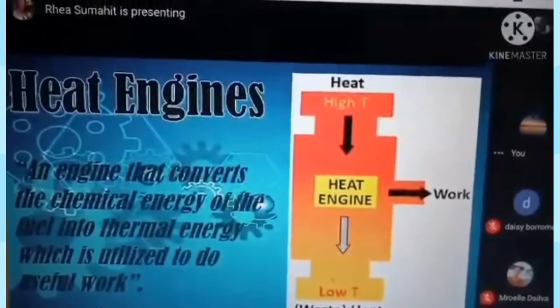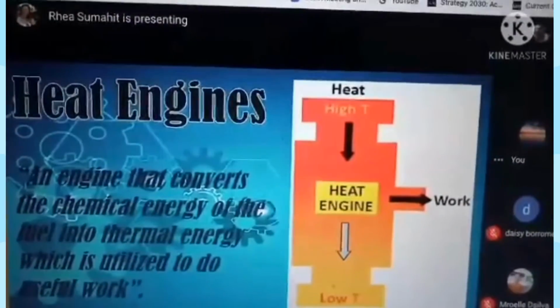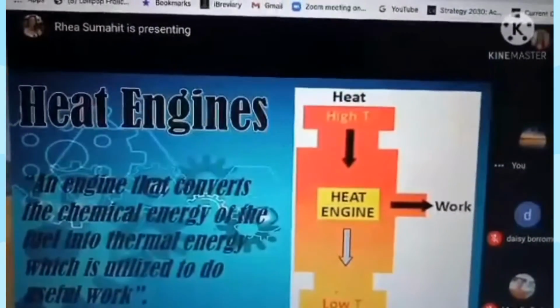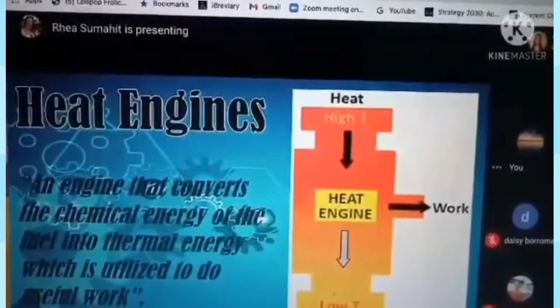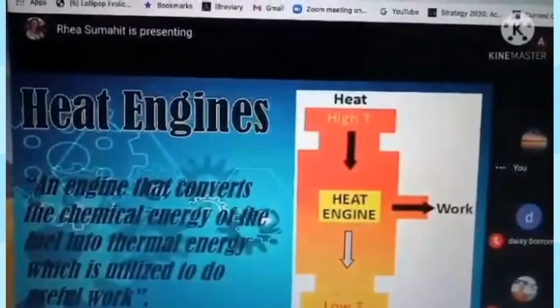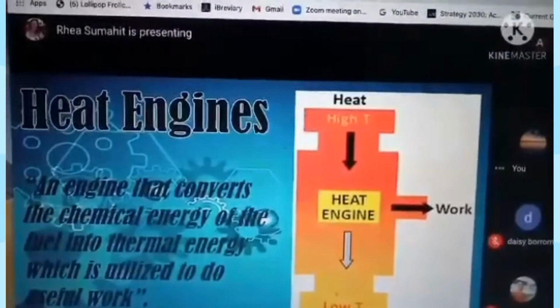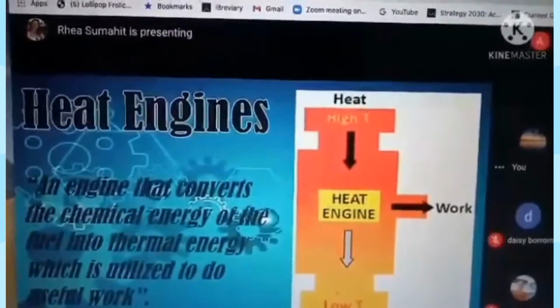As engines work by burning fuels to release heat, they are called heat engines. And therefore, a heat engine can be defined as an engine that converts the chemical energy of the fuel into thermal energy, which is utilized to do useful work.